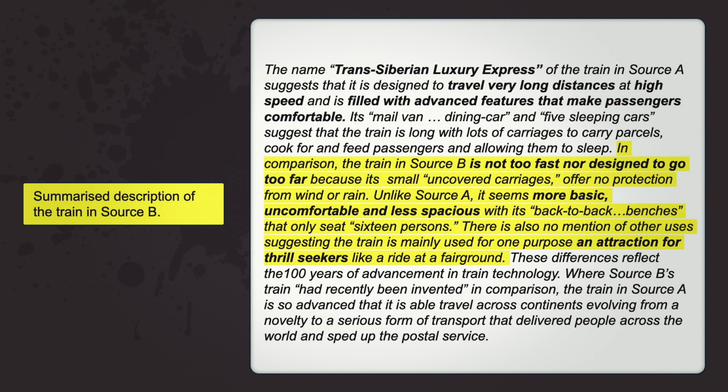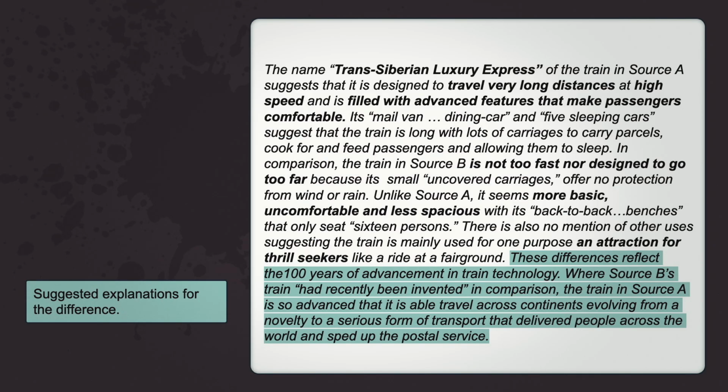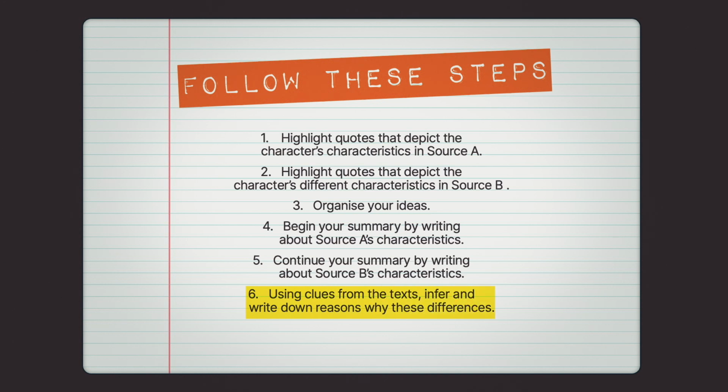Then the yellow section of my answer, summarise description of the train in Source B, but also contrasted to Source A as we go, links to step 5, which is continue your summary by writing about Source B's characteristics. Finally, the blue section links to step 6. Using clues from the text, infer and write down reasons why these differences exist.